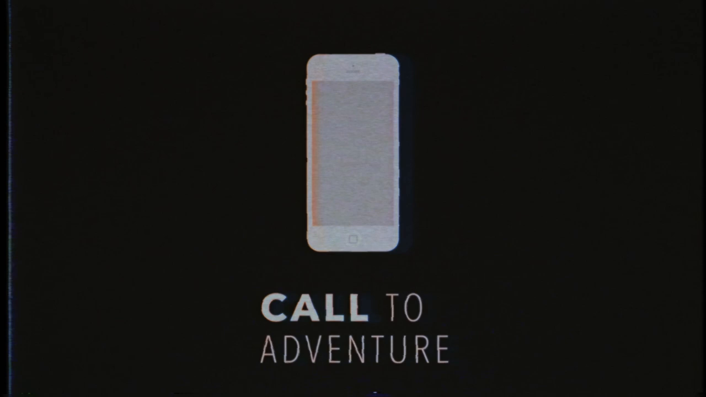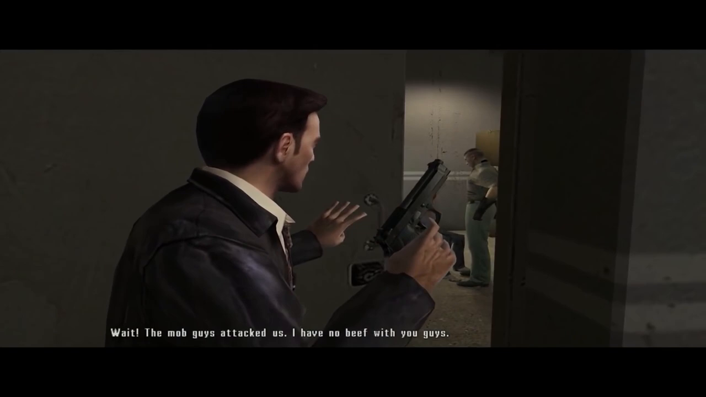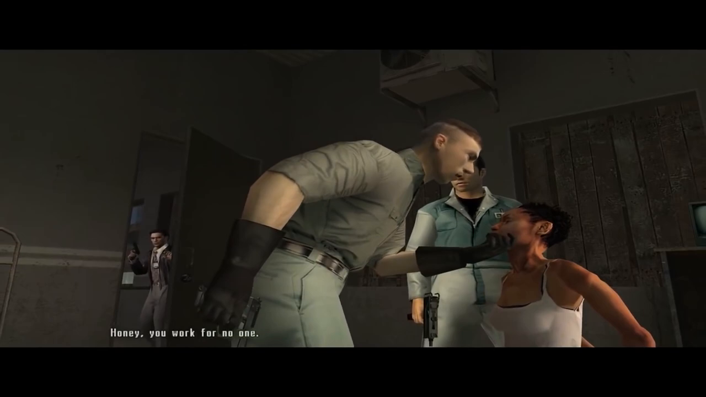The call to adventure can sometimes be a coincidence or pure chance. The hero is forced to temporarily recognize that the ordinary world is untenable, and the opportunity for a change is introduced. Sometimes the call to adventure can be a figure from the past returning to the life of the hero.